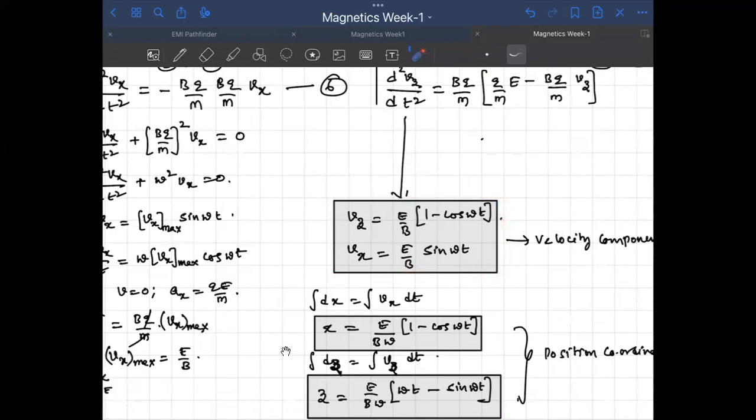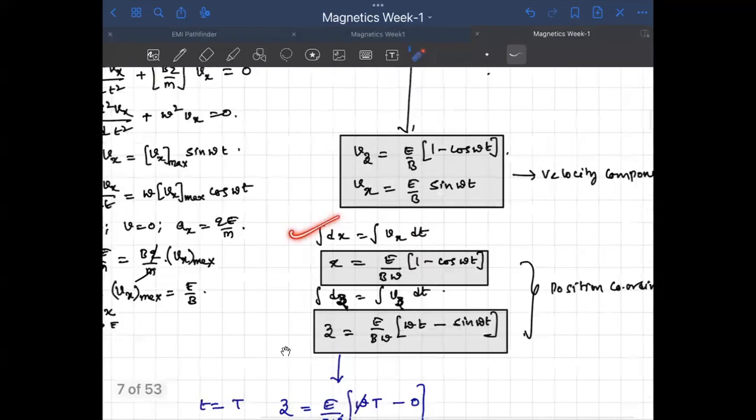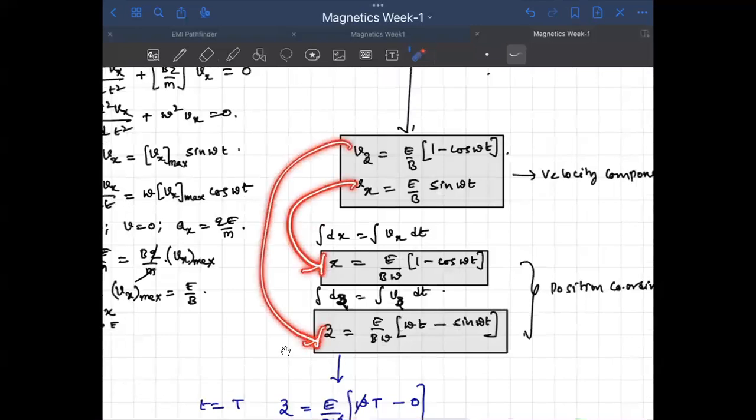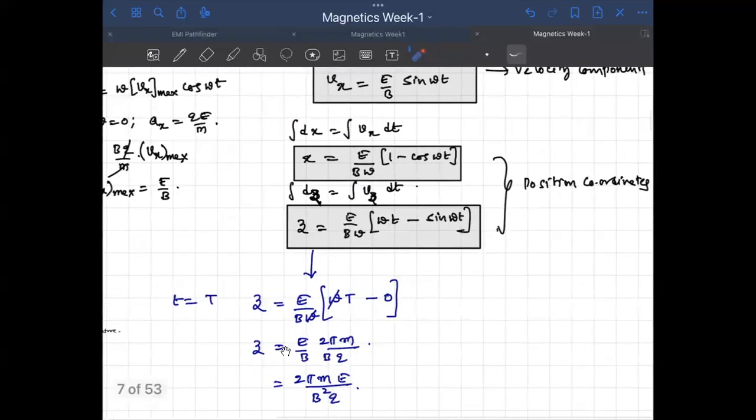Right. What is Vx? dx by dt. So that's what I have taken here. So this allows me to write x. This allows me to write z. If the x and z coordinates satisfy this condition, this condition is called cycloid. The path is cycloid. If x coordinate and z coordinate behave like this, it is called cycloid path.